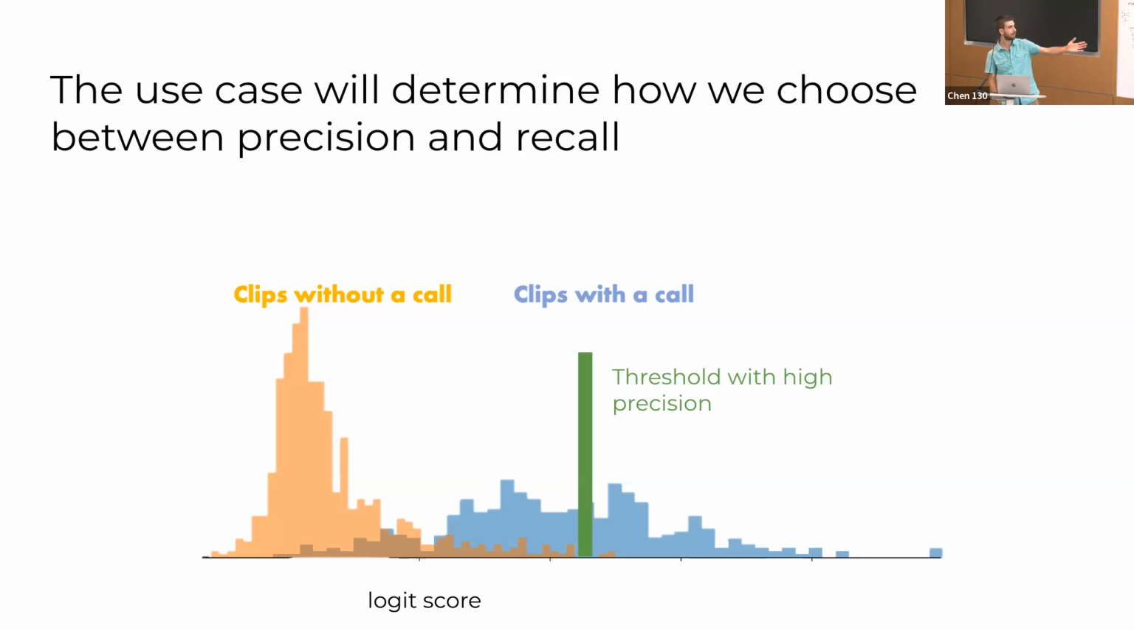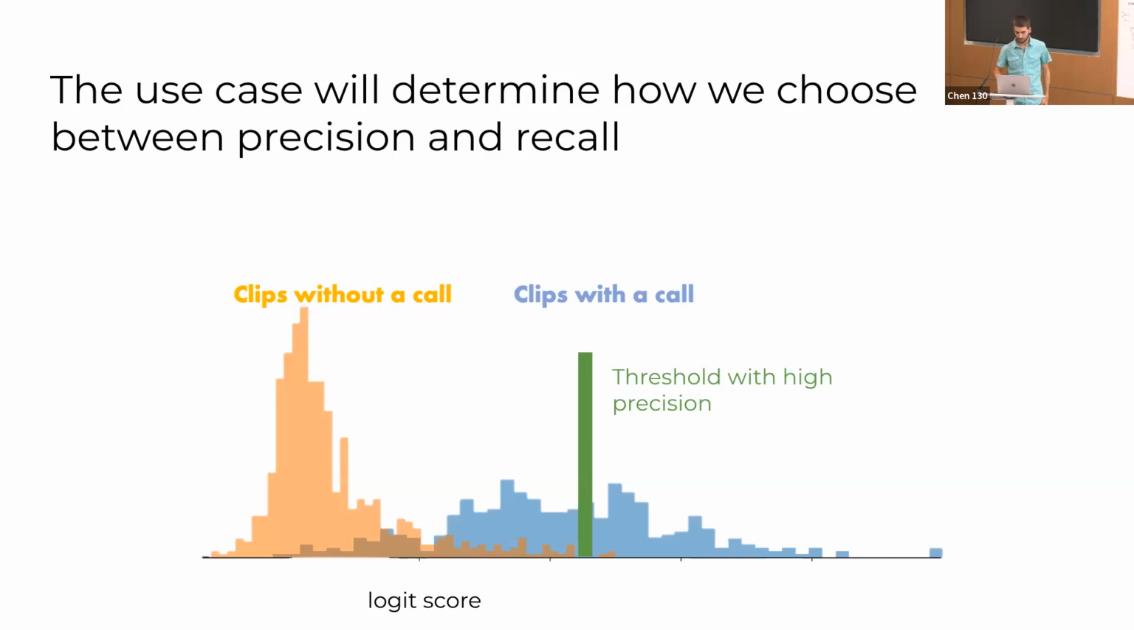Now my recall, the fraction of blue clips that I've detected, is maybe like half. And depending on the application, that might be good enough or it might not be good enough, right? But you can see that in this model, in this set of scores, or this histogram, there's no threshold we could choose where we get both super high precision and super high recall, right? So it's just that trade-off.